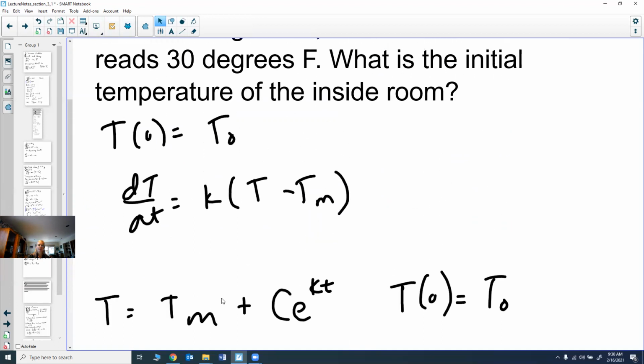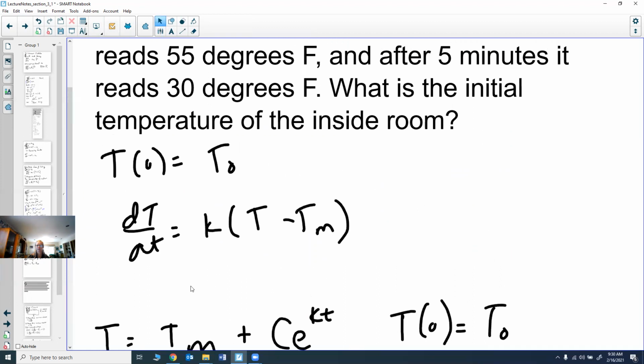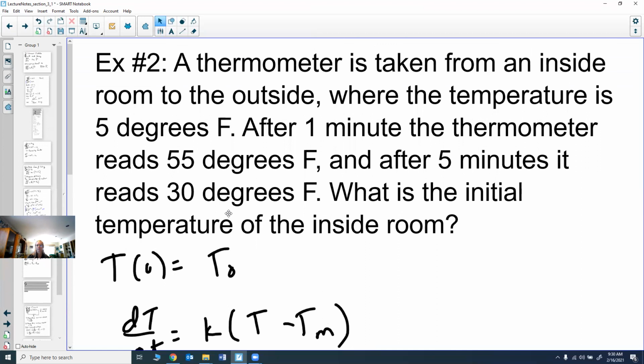And now what we have to do is try to figure out how we find out what these parameters are. How do we find out what k is? How do we find out what C is? How do we find out what the temperature of the medium is? All right, so we know the temperature of the medium because that's the temperature of the outside. So the temperature of the medium happens to be 5 degrees, I'm sorry, 5 degrees F.